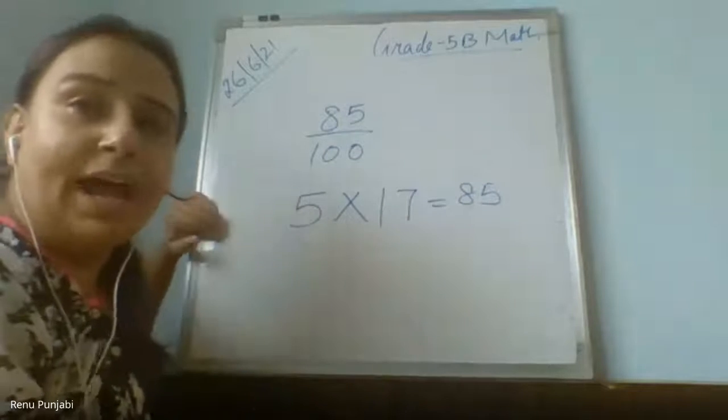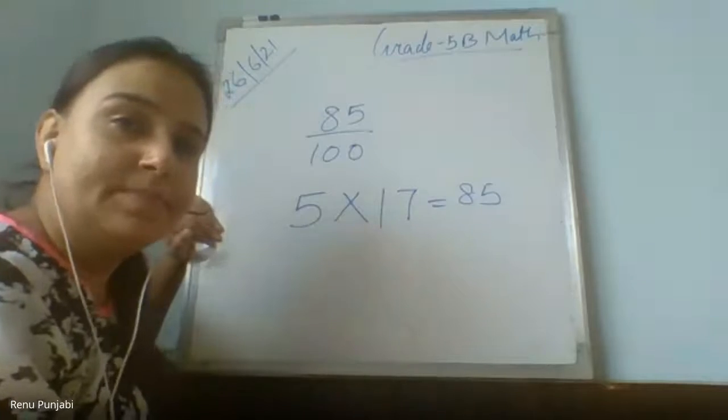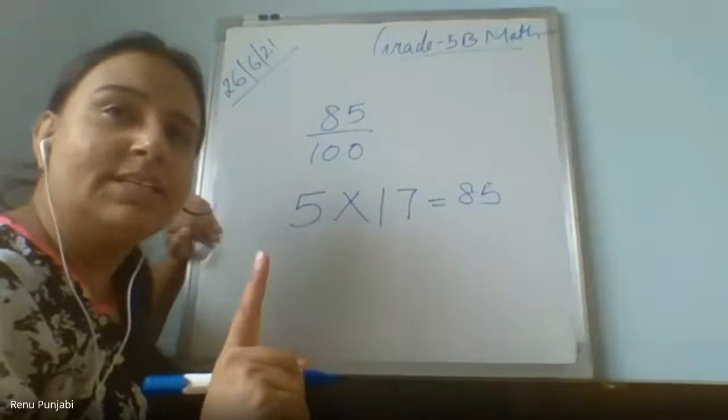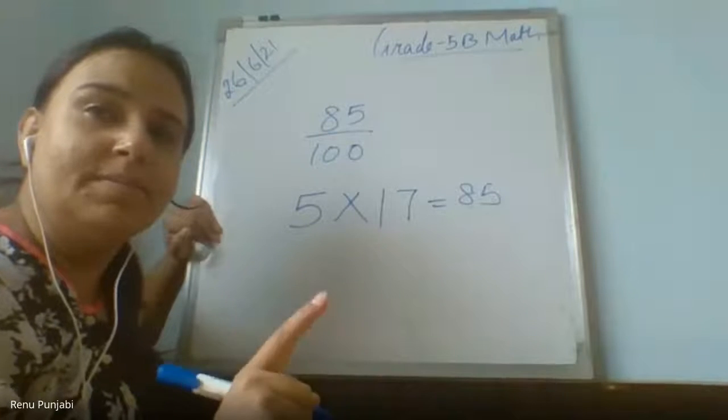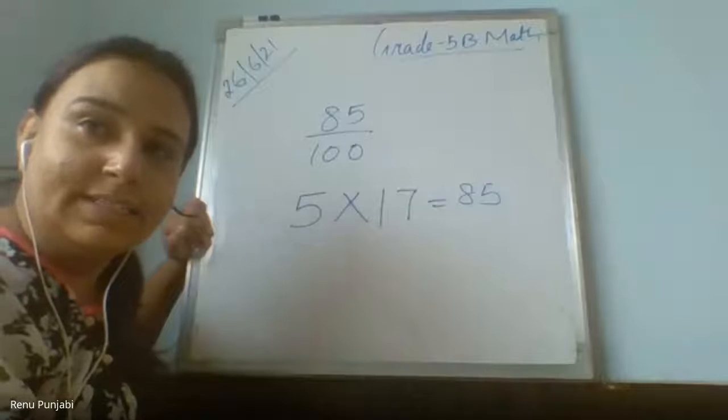Now, after 5, is 85 divisible by 6, Anushka? No. Only one child is giving me an answer. Which child is this? I think Rudra is telling me, right? No, ma'am. Is 85 divisible by 7? No, ma'am. Divisible by 8?